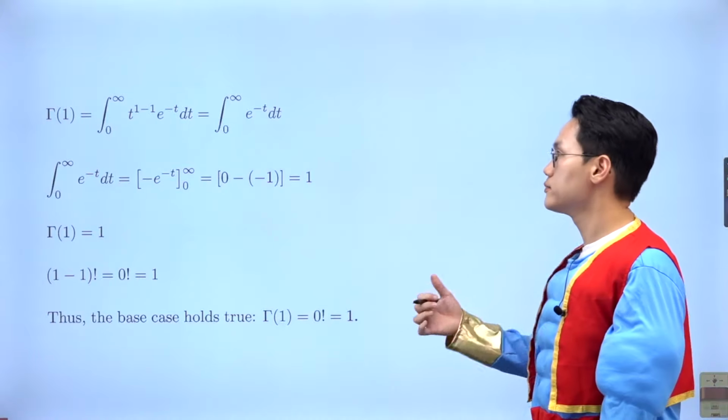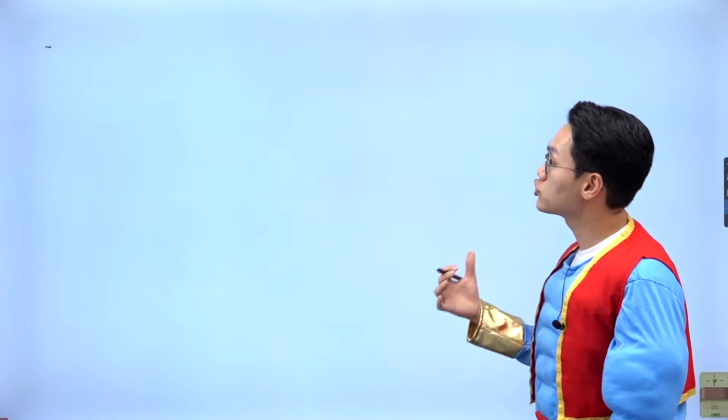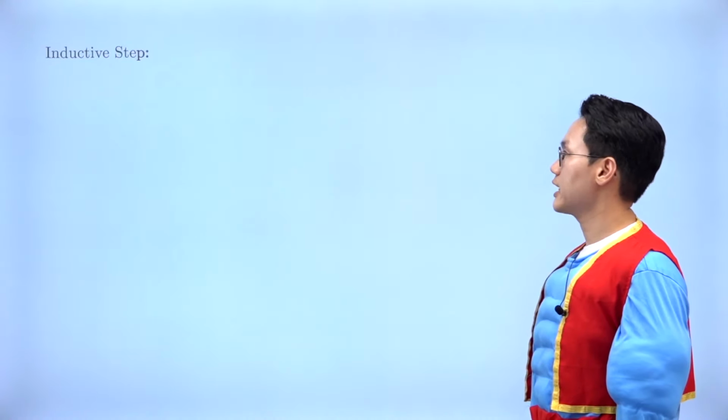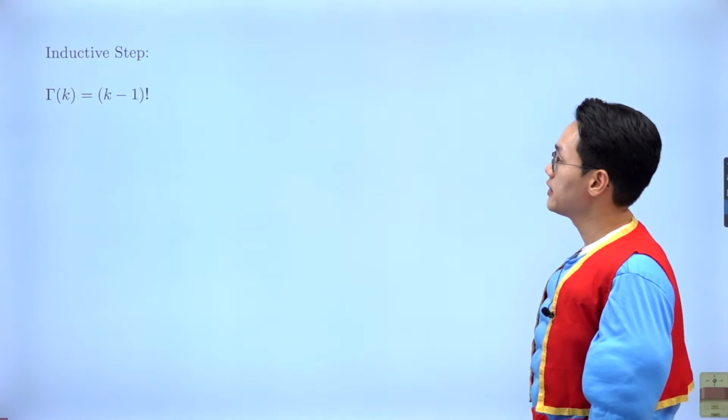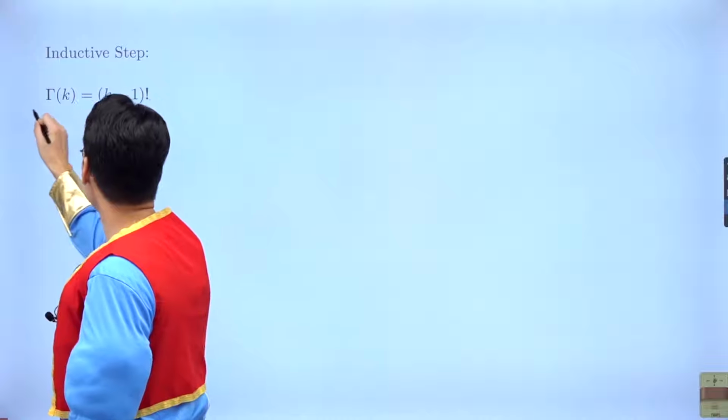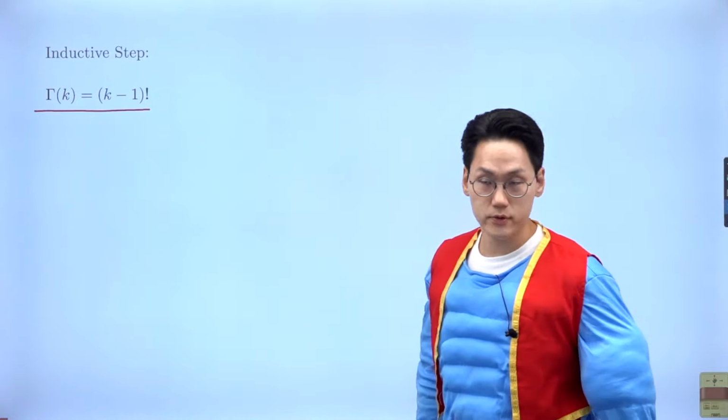No problem. Now let's move on to the induction hypothesis, which implies the result of the proof. Let us assume, my friend, that the statement is true for k. And if the statement is true for k, then it becomes k minus 1 factorial.